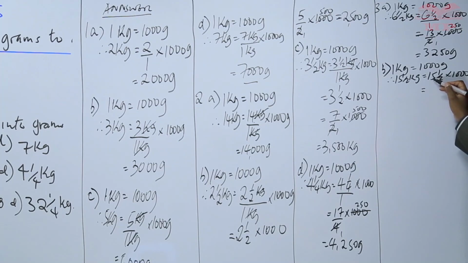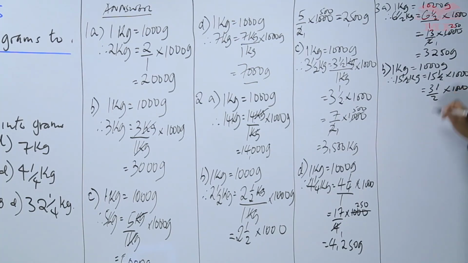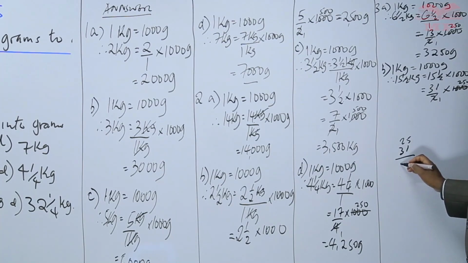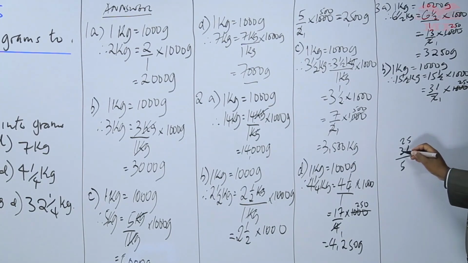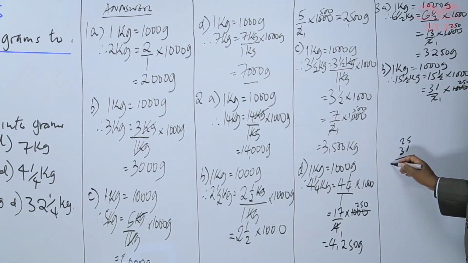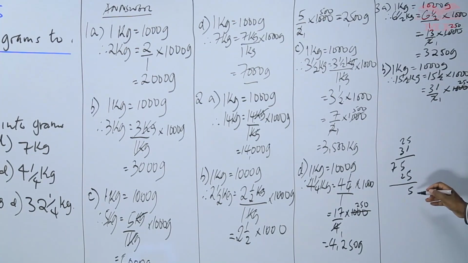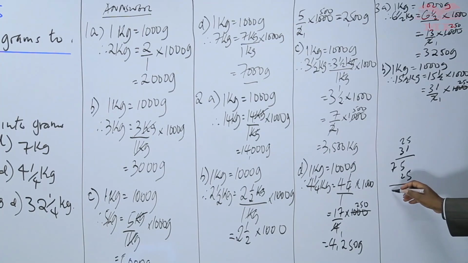This will be equal to 2 times 15 is 30 plus 1, 31 over 2 times 1,000. 2 goes here once, 2 goes here 250. So we have 31 times 250. 5 times 3, 15, then 7 here. We have 5, 2. This is equal to 5, 7, 7.